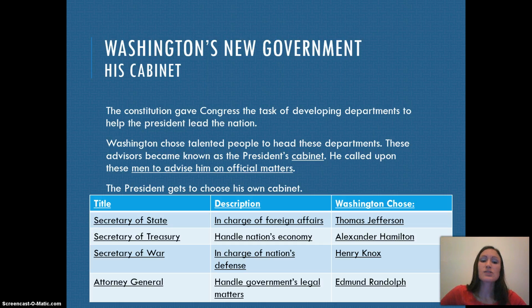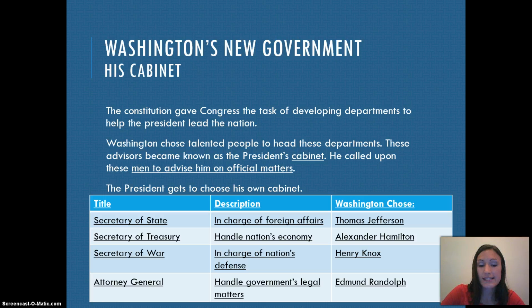So now the Constitution gave Congress the task of developing departments to help the president lead the nation. So Washington picks talented people to head these different departments, and this was known as the president's cabinet. People to advise him on official matters. So you can take a look at this description here.